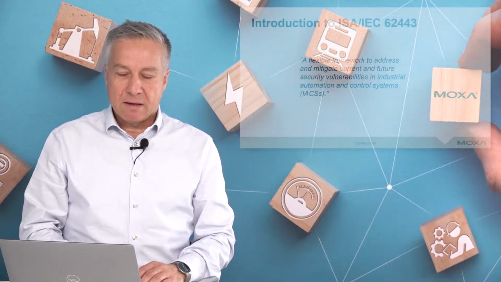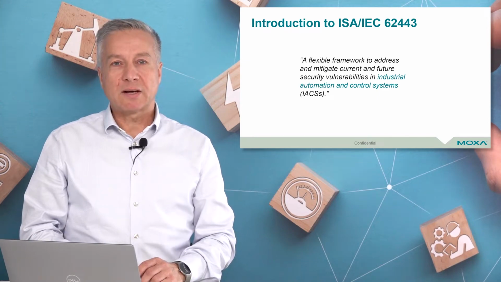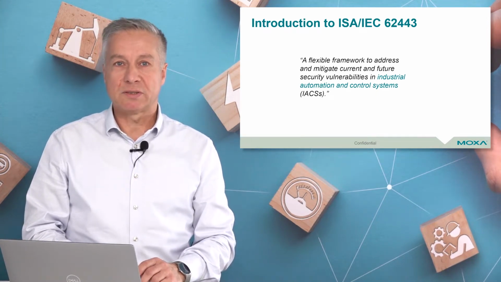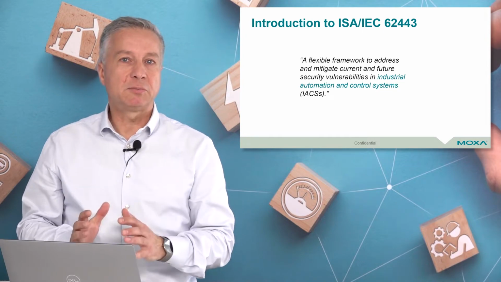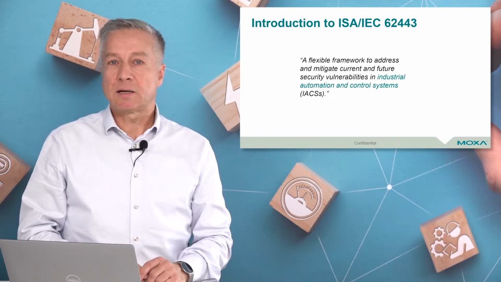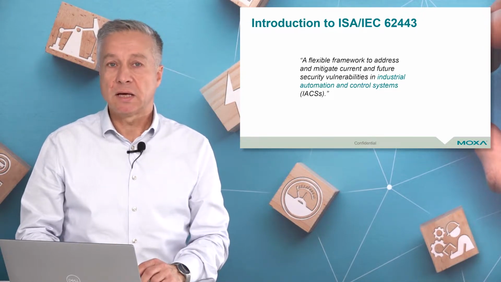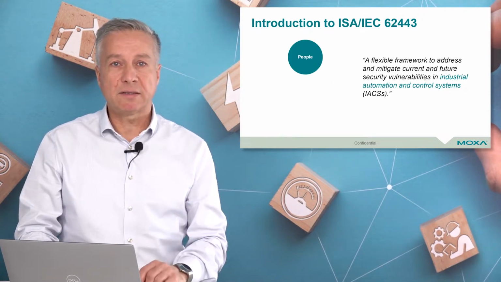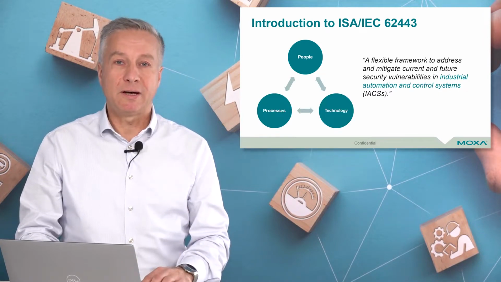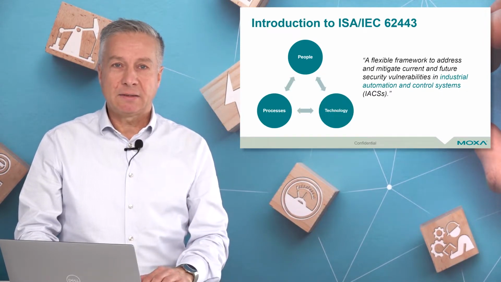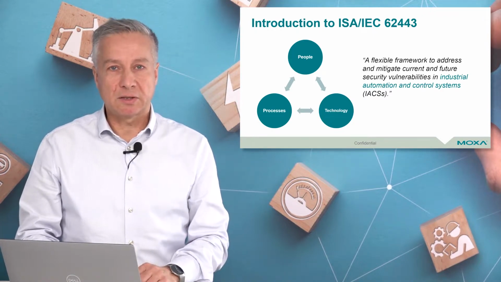I'm head of cybersecurity at Moxa Europe, and I will introduce you to IEC 62443, which is a cybersecurity standard for OT. IEC 62443 actually targets industrial automation and control systems, so it makes a difference between consumer-type cybersecurity standards as well as enterprise-oriented cybersecurity standards. It covers three areas: people, technology, and processes, and it's of course different from other cybersecurity standards.